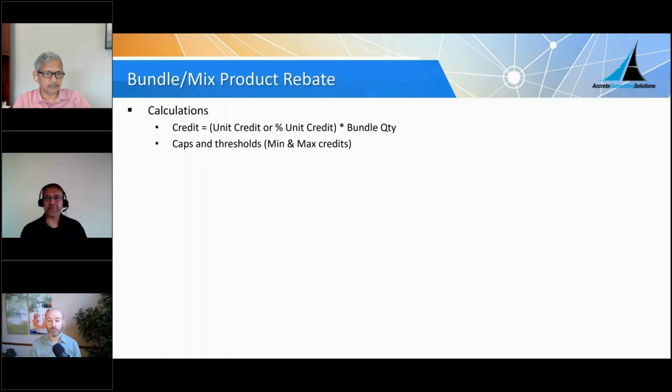Another incentive program that you can run to push inventory out is what I call the bundle/mix product rebates. This is where you have some products in the inventory that are not moving fast. You can bundle that with a fast-moving product, and create a rebate program for that. Again, you can specify caps and thresholds for that.